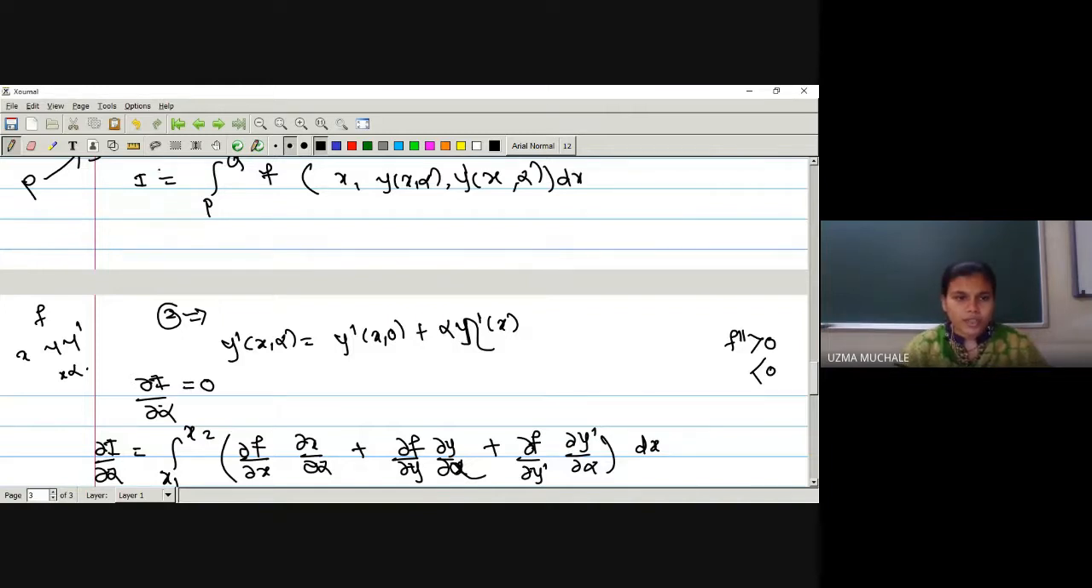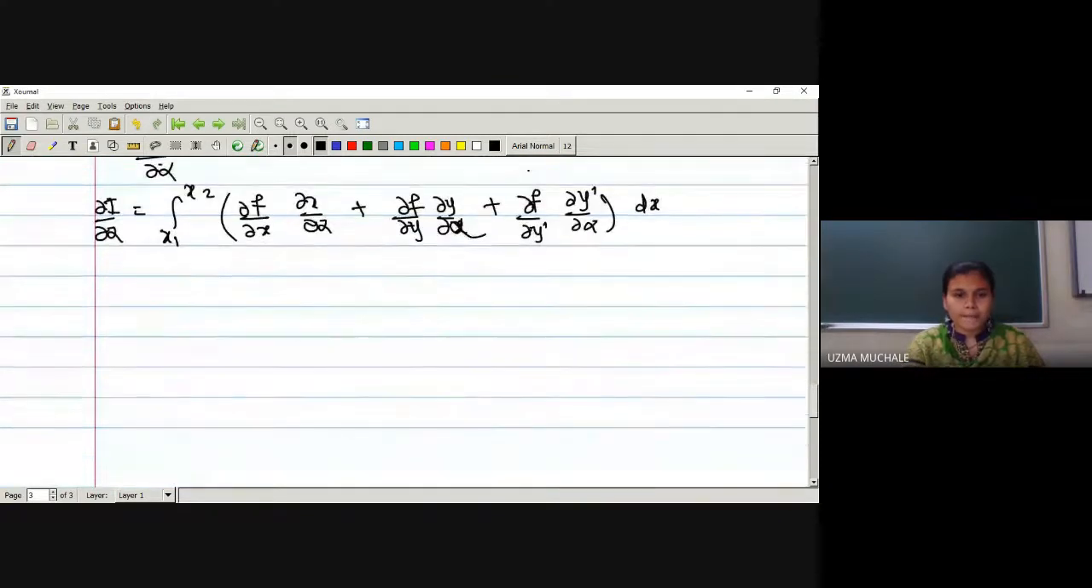We have to differentiate this equation I in such a way that the value of integration is extremum, so we find dou I by dou alpha and equate it to 0. First I have found the value of dou I by dou alpha. While differentiating, we use the chain rule: f with respect to x, then x with respect to alpha; f with respect to y, then y with respect to alpha; f with respect to y dash, then y dash with respect to alpha. Right?